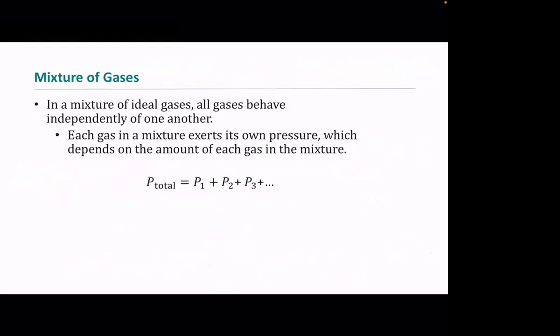Mixtures of gases. So this is Dalton's law. This is the one you can't get from the ideal gas equation. All gases behave independently of one another. So if I got a mixture of gases, effectively, if I have a total pressure, the individual gases contribute part of that pressure based on their mole fraction or their percentage, the amount that they are present in that gas.